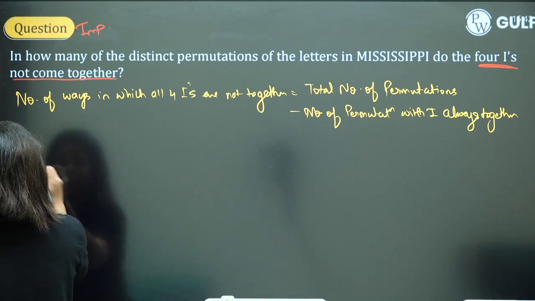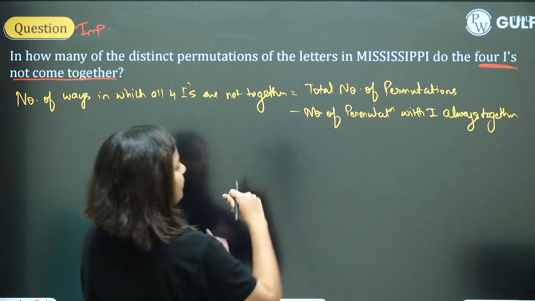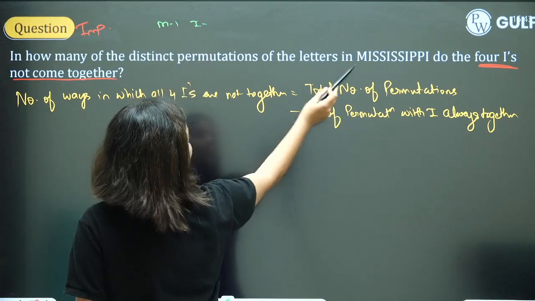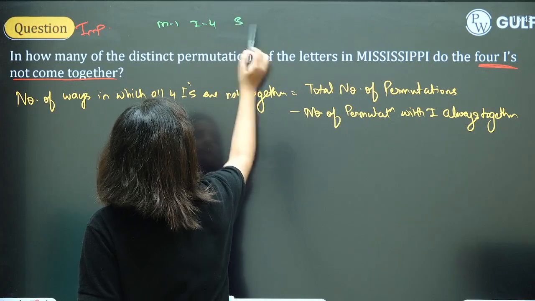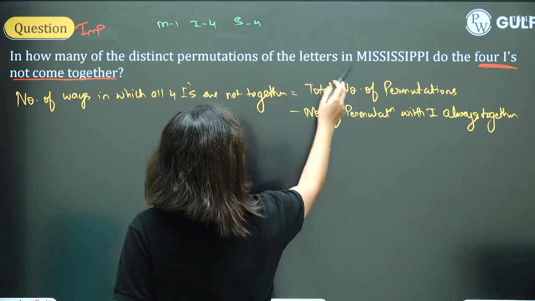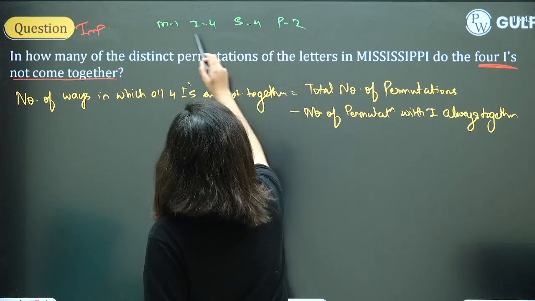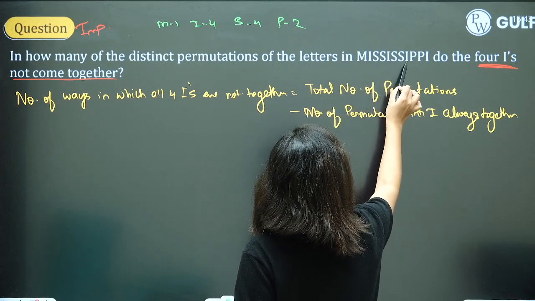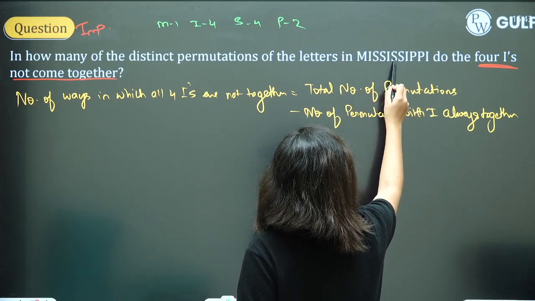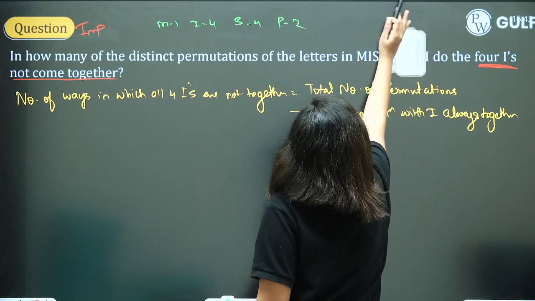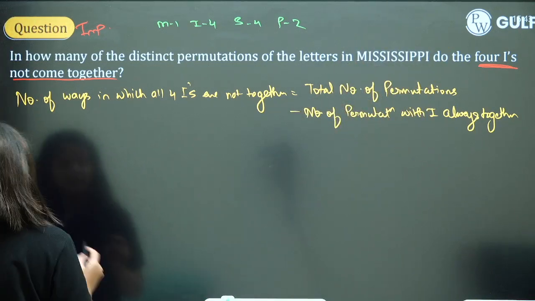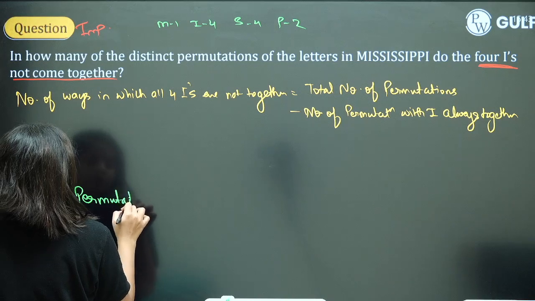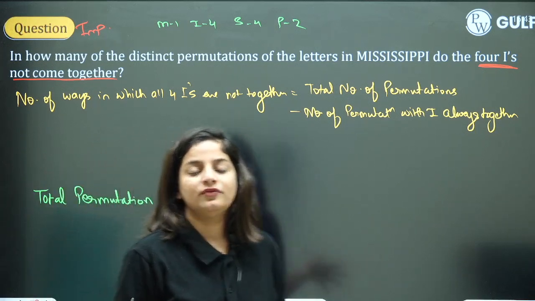Okay, so total number of permutations, guys. First, let's explore the word Mississippi. M once, I is 1, 2, 3, 4 times, S is 1, 2, 3, 4 times, and P is 2 times. That makes 1, 4, 4, 2, total 11. Correct, boss, be careful, big mistakes happen here. Okay, total permutation, guys. How will you calculate the total permutation of arranging the letters of the word Mississippi?